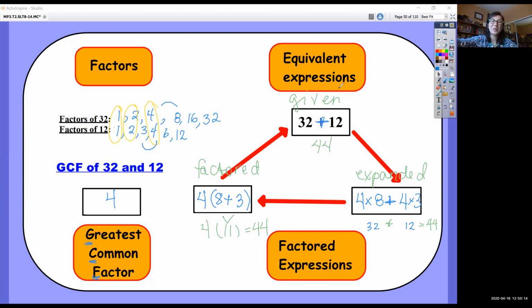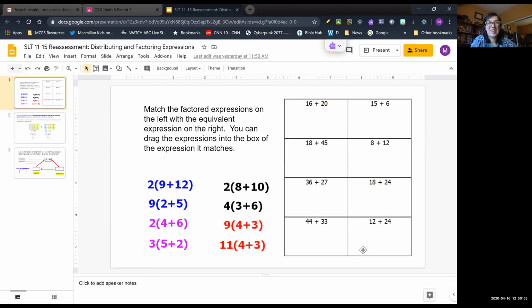Okay, that's what I'm looking for in that reassessment. That's the 3rd slide. If you're having trouble writing on it, please add a text box to write on top of the graphic organizer. The other part is slide 1. You have to match the expressions. 3 strategies.